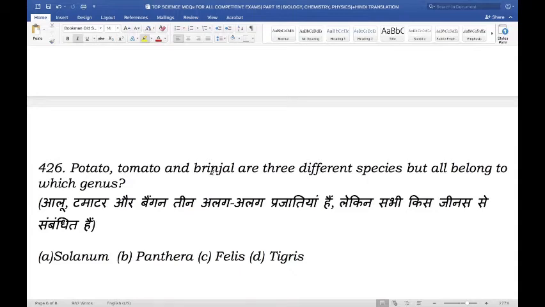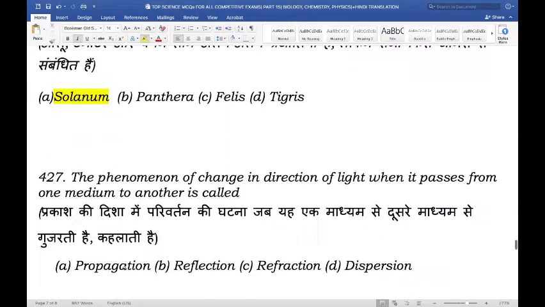So again, just for clarification, brinjal can also be referred to as eggplant. So potato, tomato, brinjal, or eggplant are three different species which belong to which genus? And the right answer here is Solanum. Solanum is a large and diverse genus of flowering plants, which includes three food crops of high economic importance: the potato, the tomato, and eggplant.